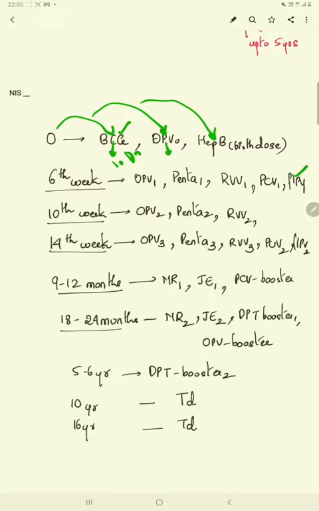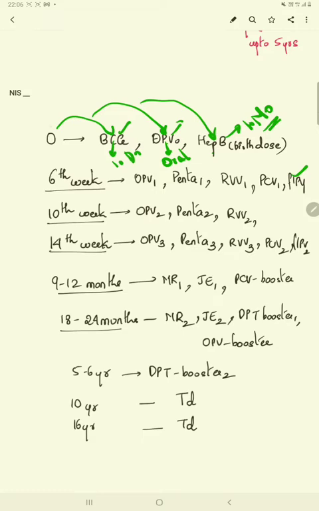OPV, O for oral, and one more name for OPV is Sabin, right? So it is for ingestion, so oral. And hepatitis B, as we have already studied, is given by the intramuscular route. So these are the routes of administration. Coming on to the sites of administration, I think we will discuss it a bit later. For now, we'll just study when.